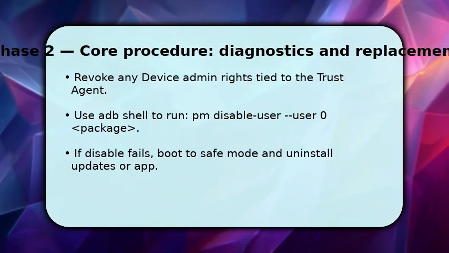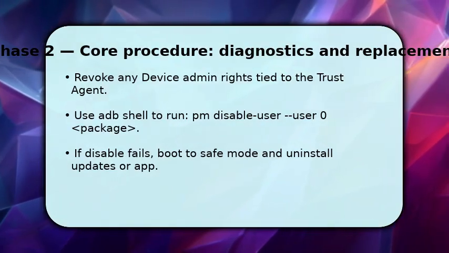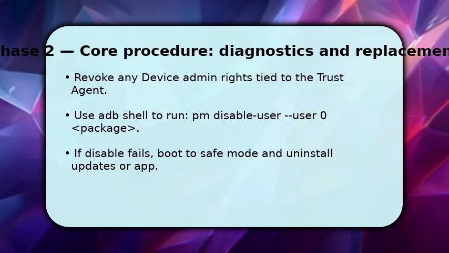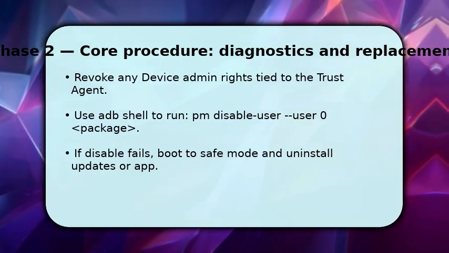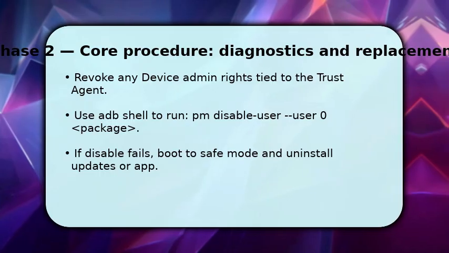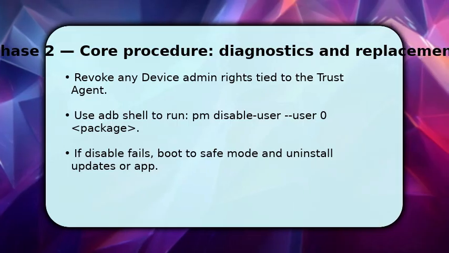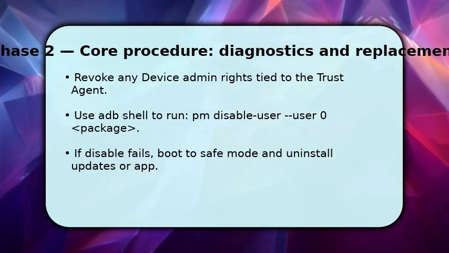You now revoke Device Administrator rights linked to the Trust Agent. Go Settings, Security, Device Admin Apps, and untick it. Then run adb shell pm disable-user --user 0 package name. This hides and disables the agent without deleting system files.